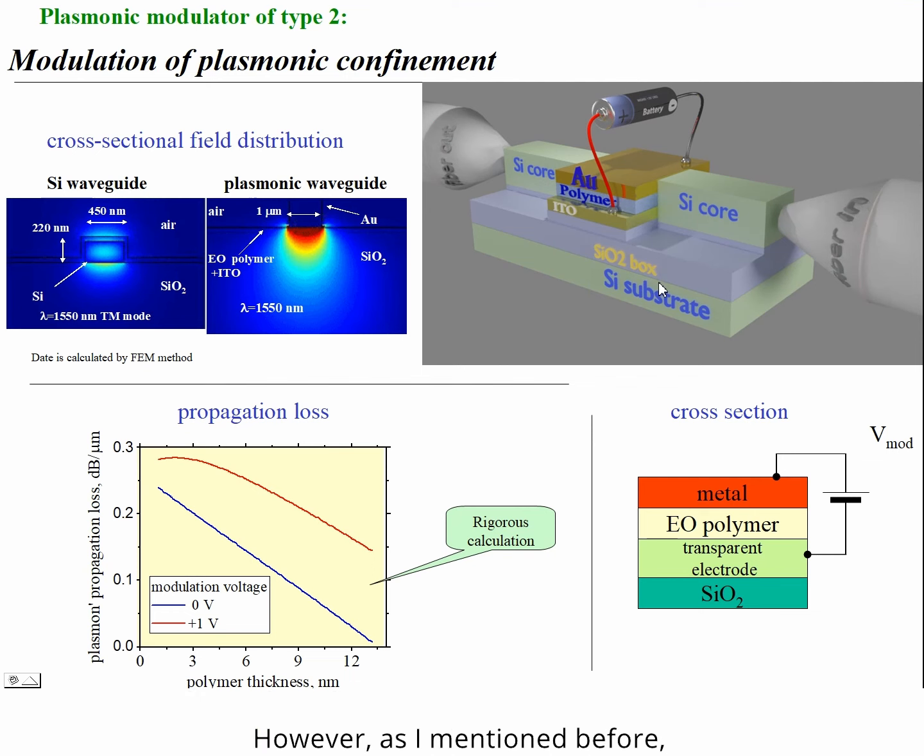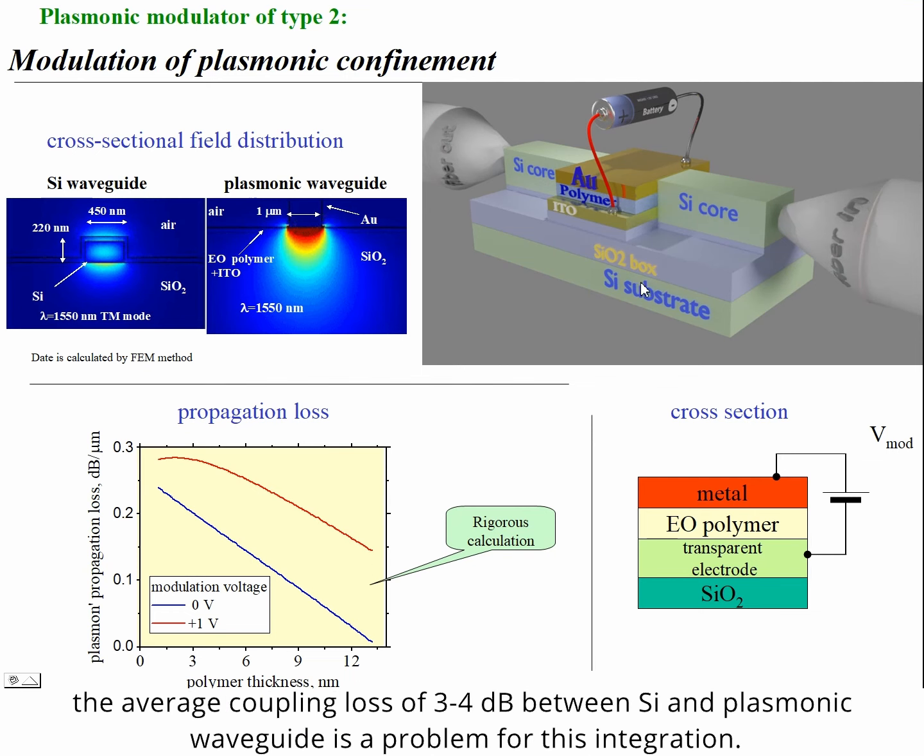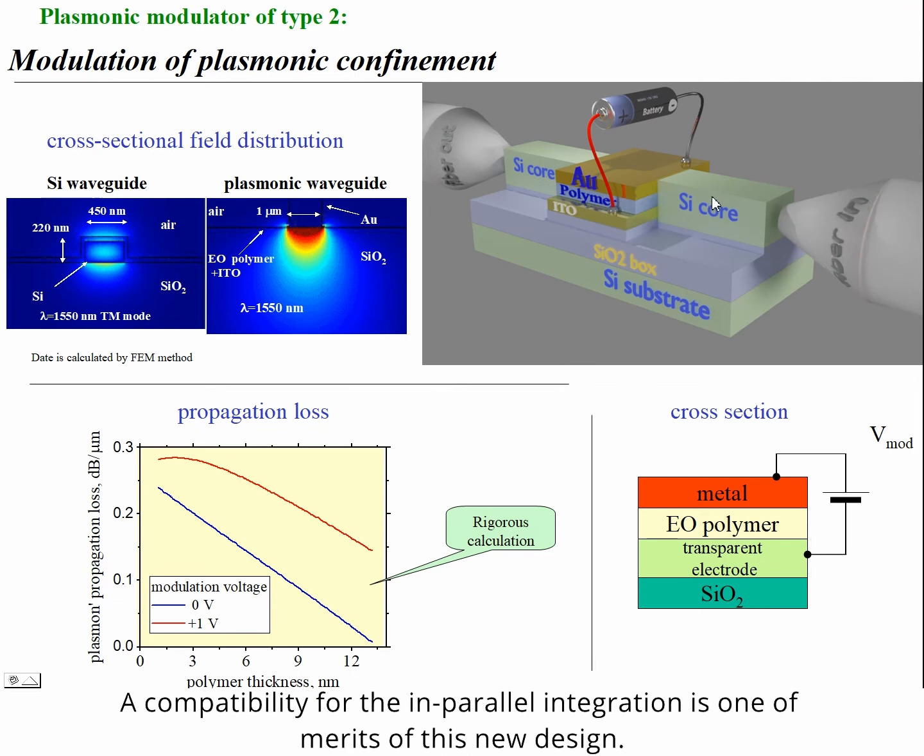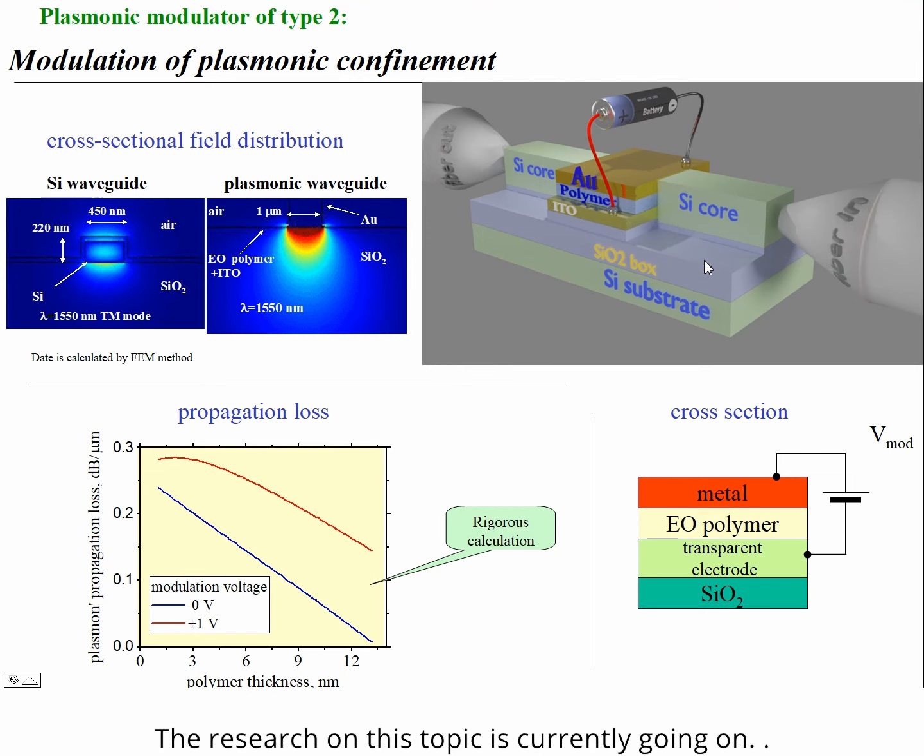However, as I mentioned before, the average coupling loss of 3-4 dB between silicon and plasmonic waveguide is a problem for this integration. The in-parallel integration might be a solution to avoid this loss. Compatibility for the in-plane integration is one of merit of this new design. The research on this topic is currently going on.